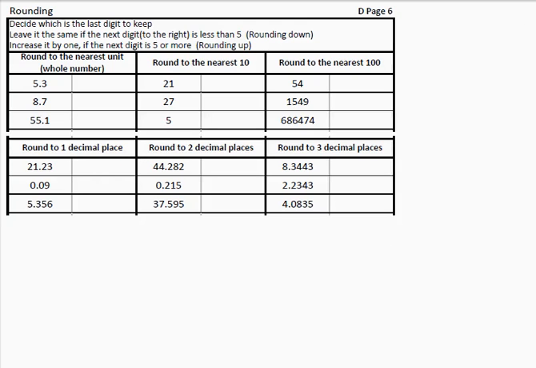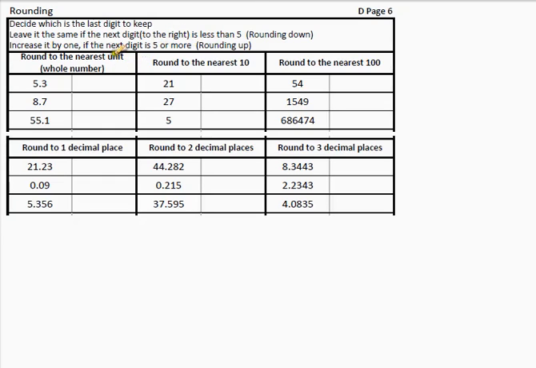Now rounding. How do you round? I've got all of the roundings here to decimal places and others, so there's lots of practice also in the workbook. Decide which is the last digit to keep. So that's very important. That's basically what helps you. I like to draw a line. I'll show you. Leave it the same if the next digit to the right is less than 5. We call it rounding down. Increase it by 1 if the next digit is 5 or more, rounding up.